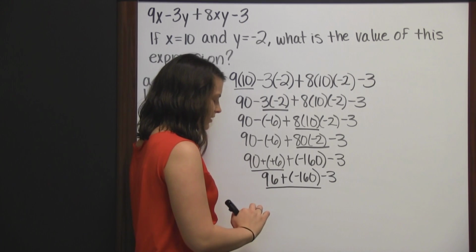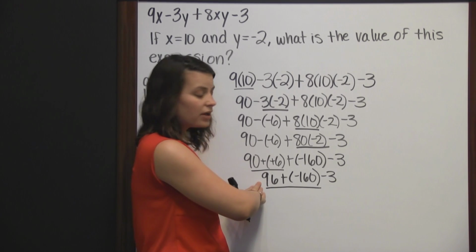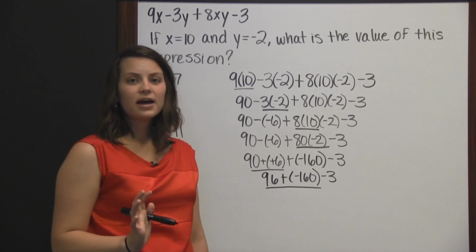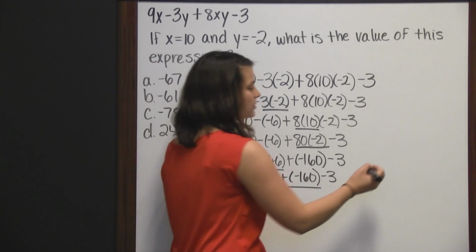These two numbers have different signs. 96 is positive, while 160 is negative. Since they have different signs, we need to subtract them. So I'll do that off to the side.